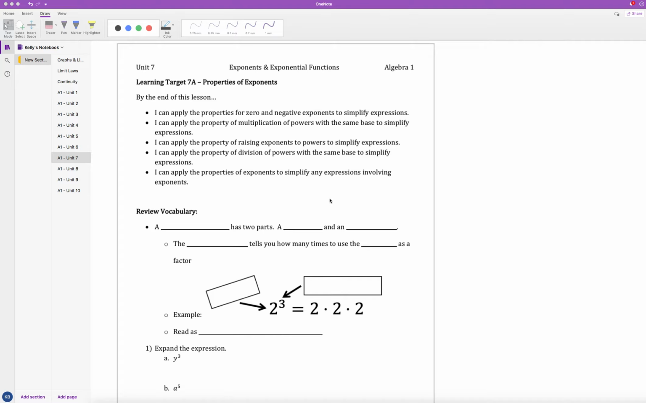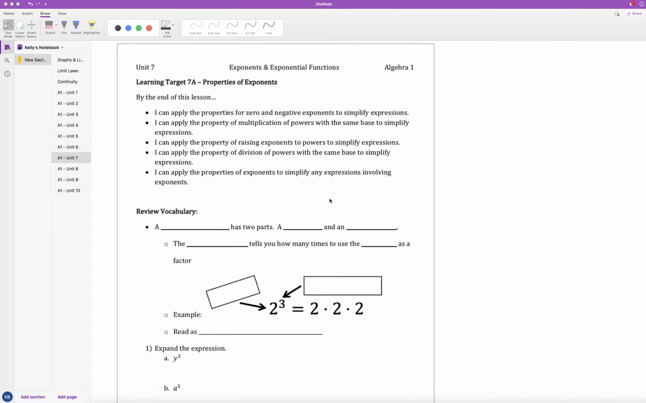By the end of this lesson, you will be able to apply the properties for zero and negative exponents, as well as apply the property of multiplication of powers with the same base to simplify exponential expressions, and then apply properties of raising exponents to powers to simplify expressions, as well as apply the property of division of powers with the same base to simplify expressions.